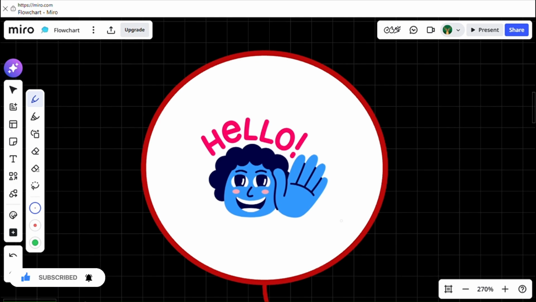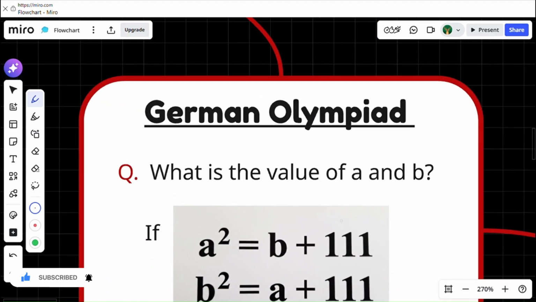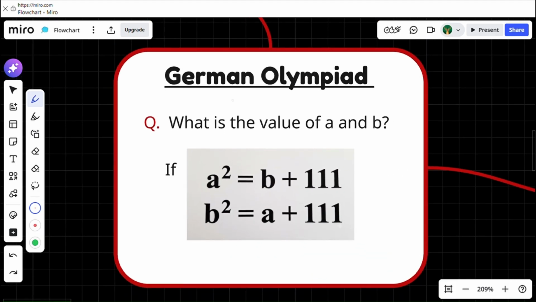Today we will solve the German Olympiad question, the most viral question. What is the value of a and b if a square is equal to b plus 111 and b square is equal to a plus 111? This is the most viral question now.